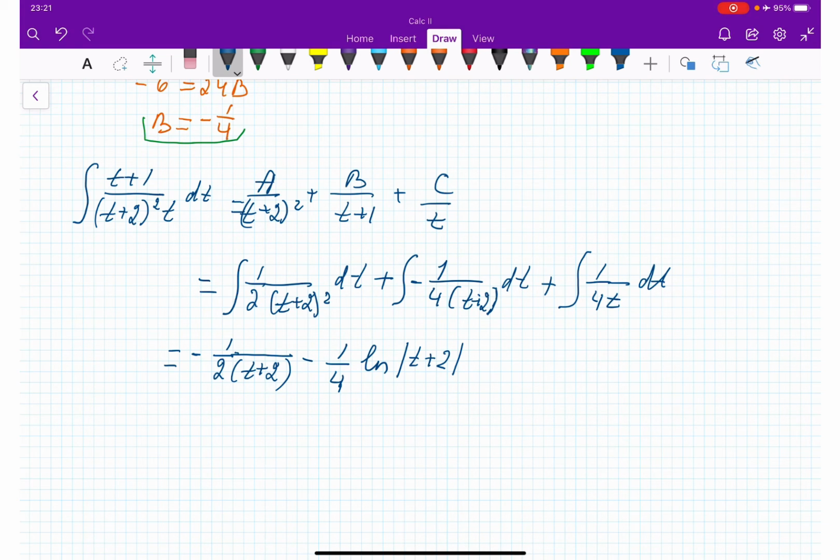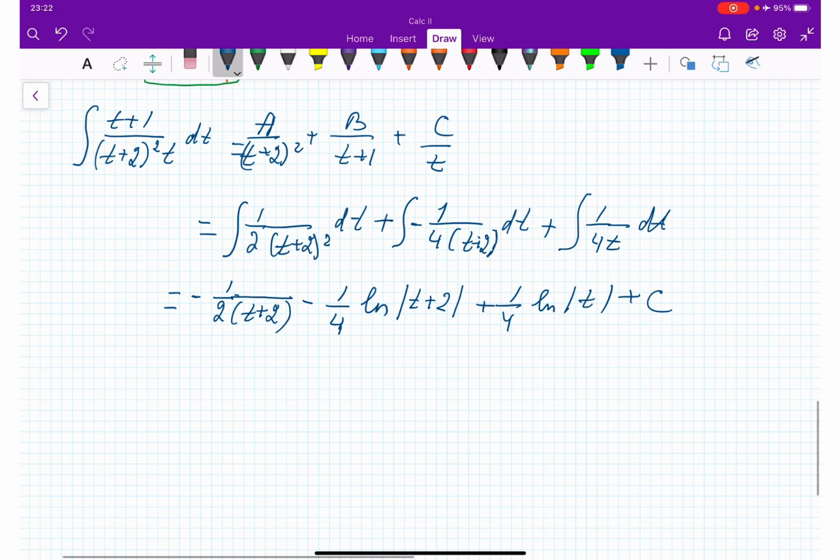Okay, t plus 2 and plus 1/4 natural log t, and plus c. Because we don't know, it can be a constant, and the derivative of a constant is 0. Because we can't see it under the integral, we always, to be safe, put this c.